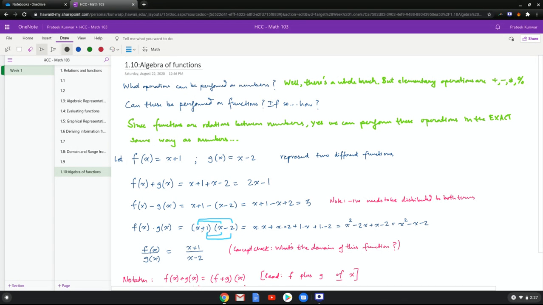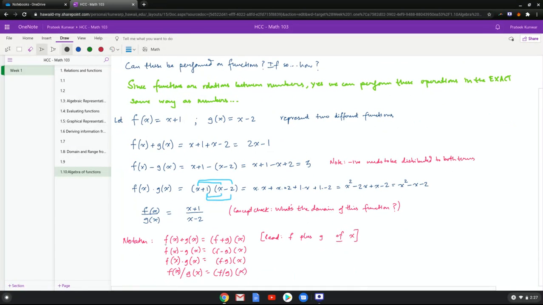Product, remember distribution, right? So first term into the first and the second, second term into the first and the second. And then you do some algebra and you get the expression. Division, well, just divide. Here's a concept check for you. What's the domain of this function? Try it out.